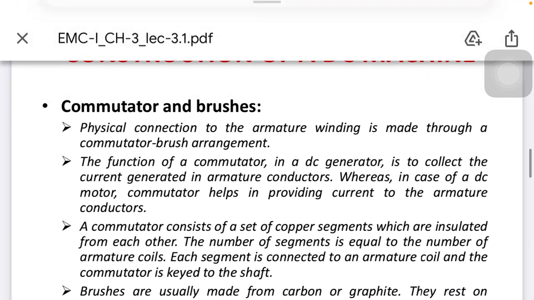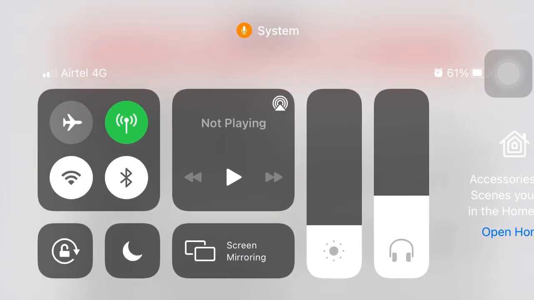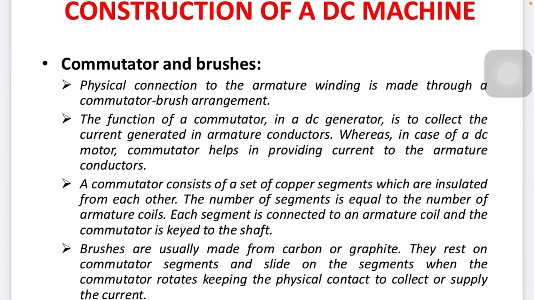Now another important thing is the construction of the main parts, that is the brushes and commutator arrangement. We know that the rotor, the armature, rotates, but we need to give supply to the winding. That's why brushes and commutator are connected in such a manner. Brushes are stationary, while the commutator rotates with the shaft and is connected with the armature coil. So continuous supply will be provided to them.